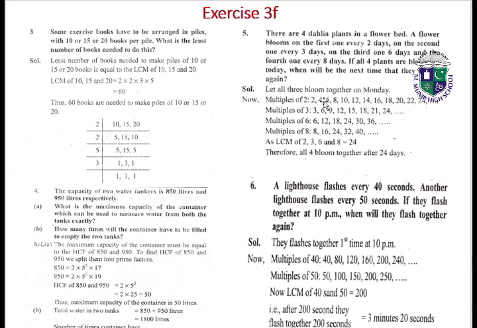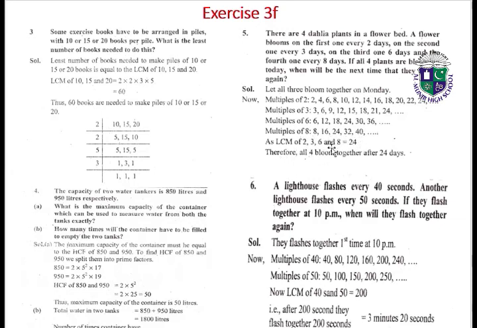Solution: let all of them bloom together on Monday. Multiples of 2, table of 2: 2 1s are 2, 2 2s are 4, 2 3s are 6, 2 4s are 8, 2 5s are 10, 2 6s are 12, 2 7s are 14, 2 8s are 16, 2 9s are 18, 2 10s are 20, 2 11s are 22, 2 12s are 24 and so on. Multiples of 3, 6 and 8 are the same.